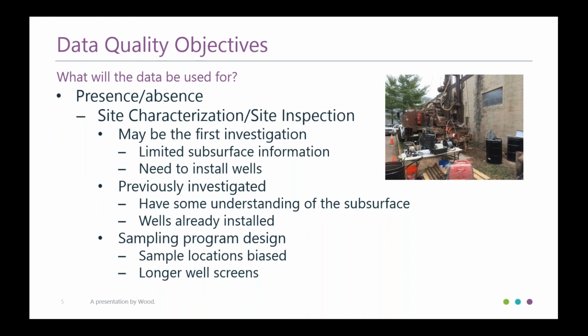When you're designing your sampling plan, you're really looking at biased locations. Where's the most likely place that the contaminants would be? And you're going to put in longer well screens to hit a wider range, and hopefully, because you don't know much already, get the biggest area that might be contaminated. So the results might have less meaning as you go along.